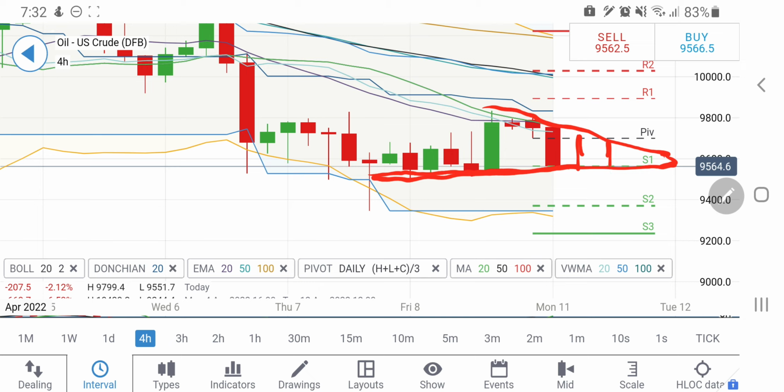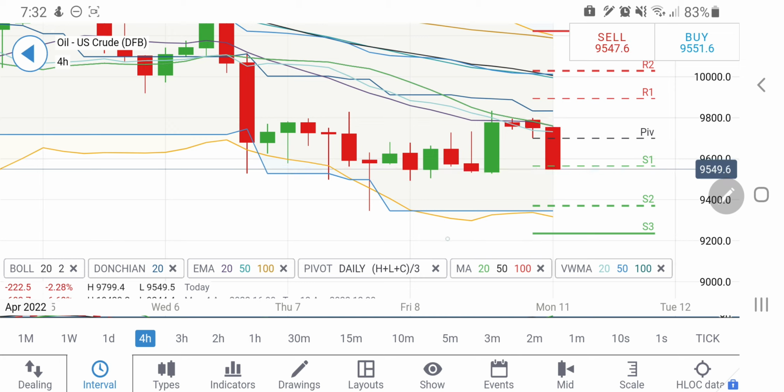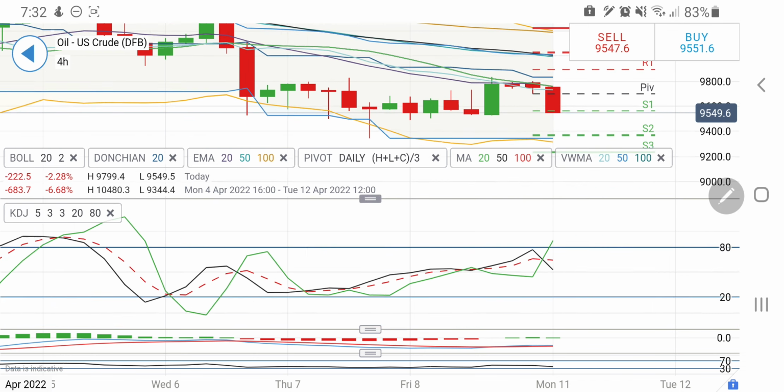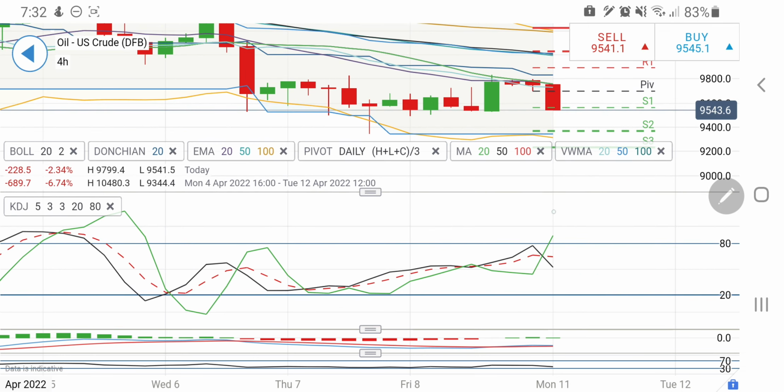Any breakout below 95, sustaining below 95, with the next candle on the 4-hour charts, you have to be watchful, and then you can expect that it might drop strongly on the downside towards 94, then 92.5 levels also, and below that the sky is the limit. It can drop sharply on the 4-hour chart.